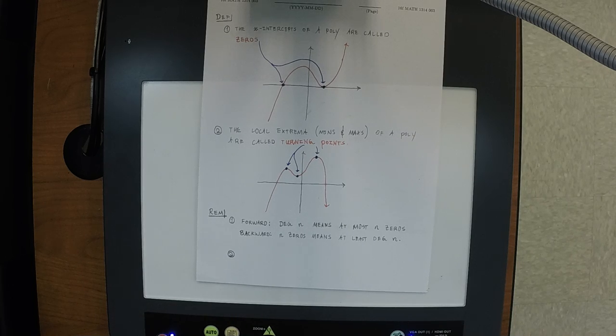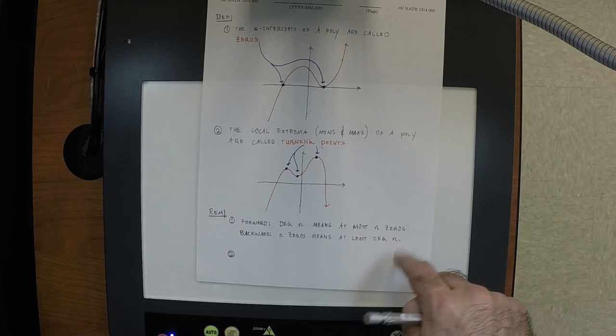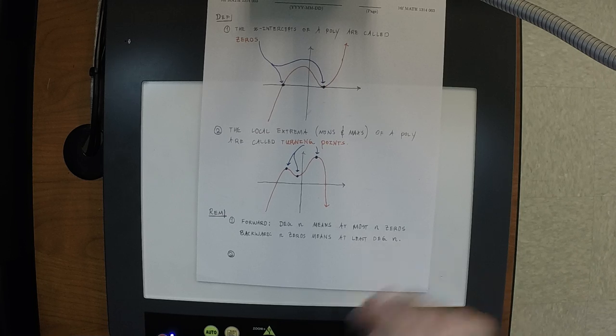So what that means is that if I was to draw for you a polynomial that has six zeros, then it has to be at least degree six. It must be at least degree six. It could be degree seven. If I was to give you a polynomial with six zeros, could it be degree two? No, it could not. Okay. These two sentences have the exact same logical content. It's just we're swapping the positions of subject and object. Okay.